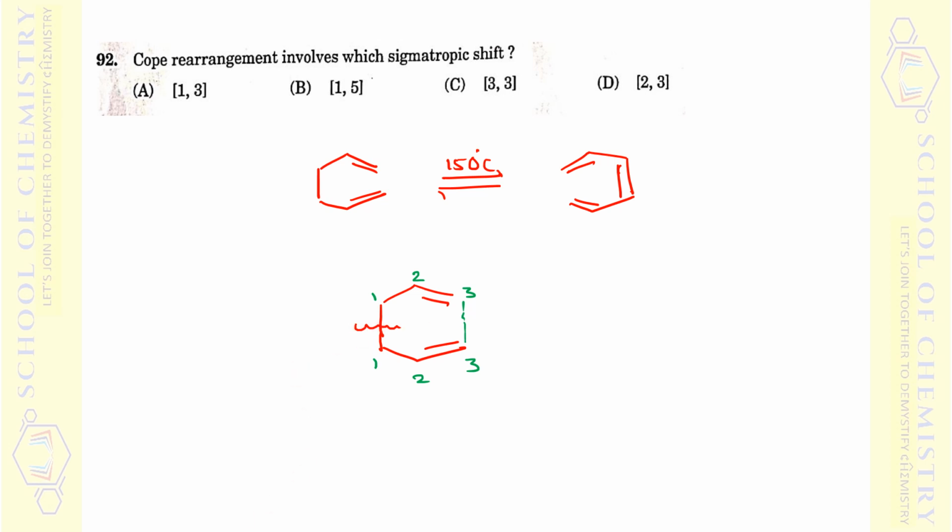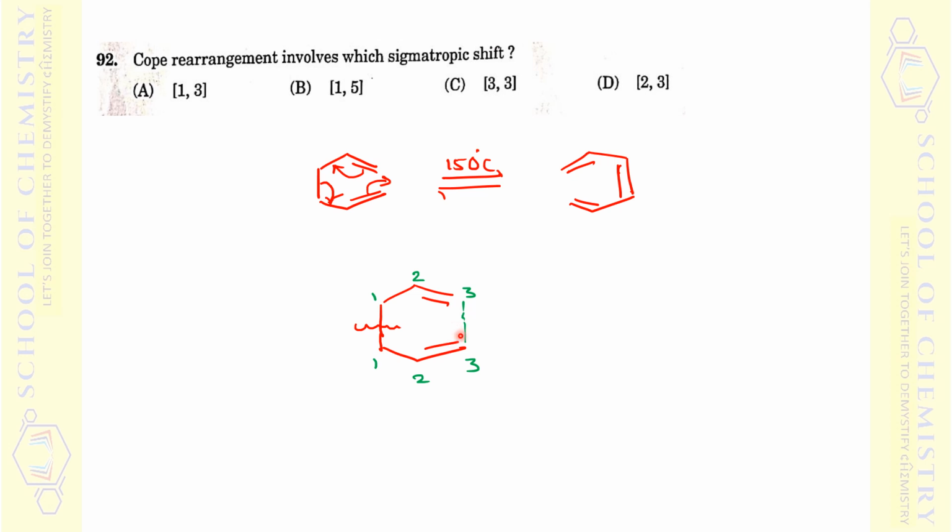So the Cope rearrangement can be shown like this. Here, this bond will be broken, and the new bond will be formed between these two carbon atoms, and this double bond moves here. That is the movement of electrons. The bond being broken is this one, and the new bond formed is here.